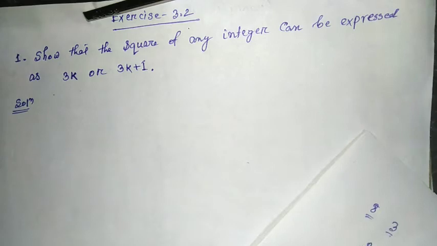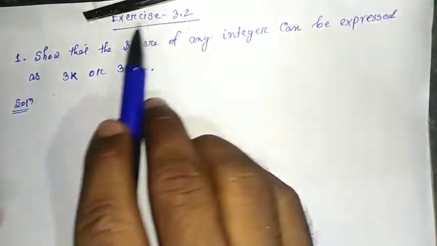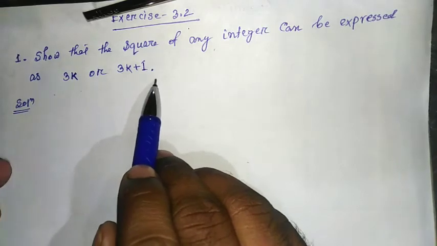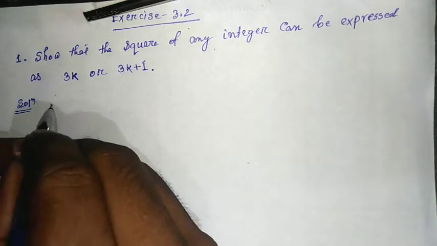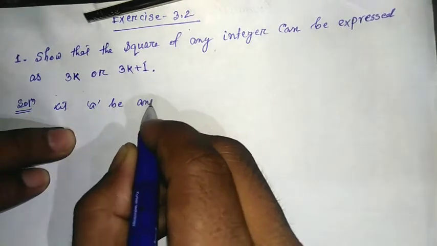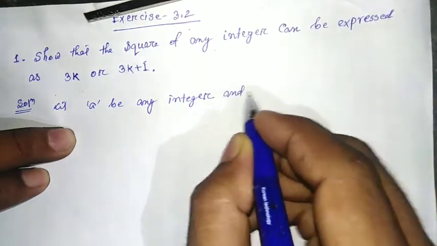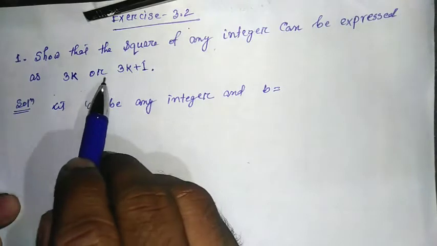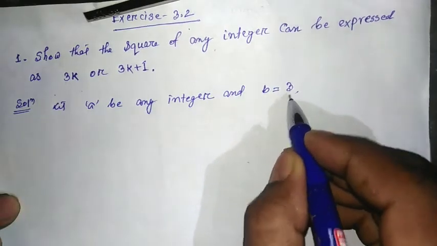So let's start our question. Our question is: show that the square of any integer can be expressed as 3k or 3k plus 1. So here, first of all, let a be any integer, and we have to take b, which is multiplying with k. What is multiplying with k? 3. So we will take b is equal to 3.